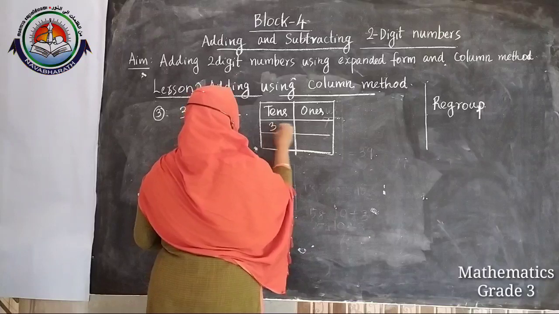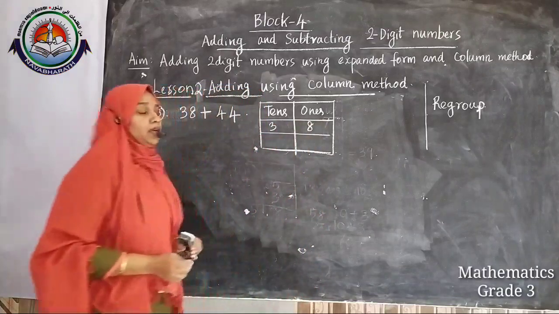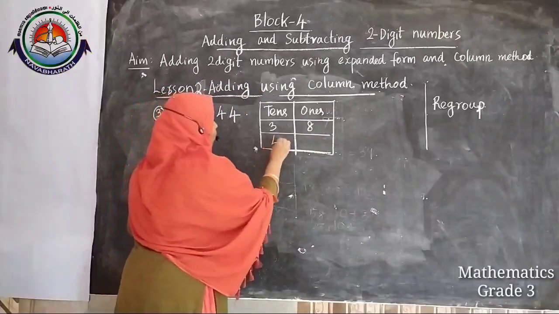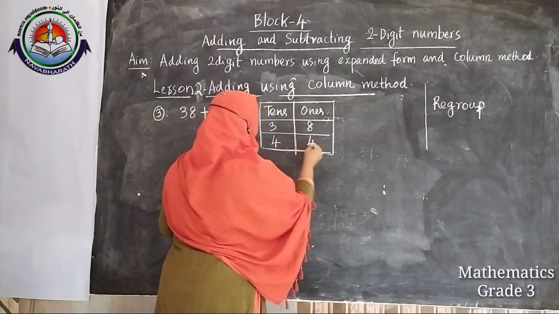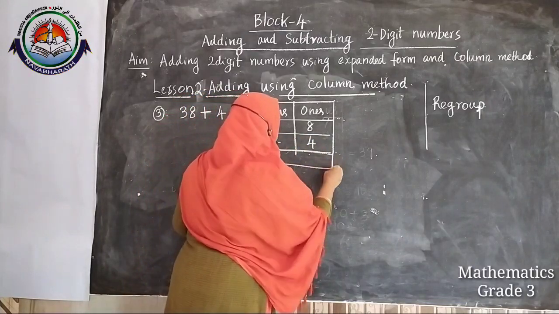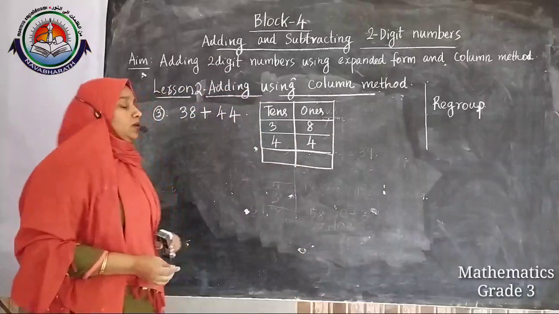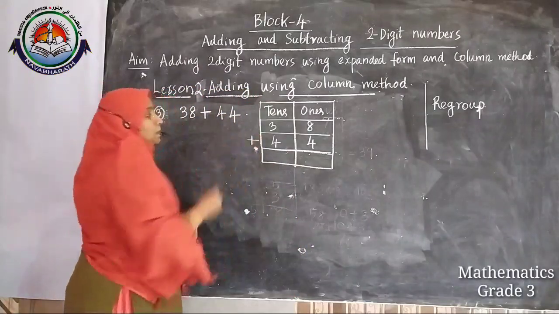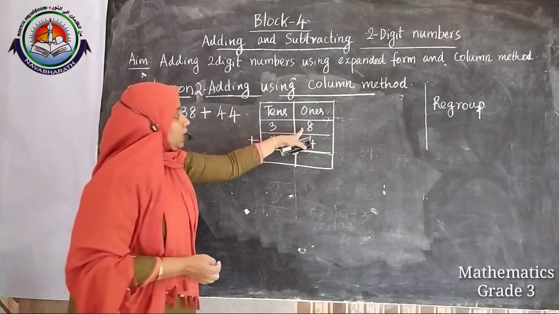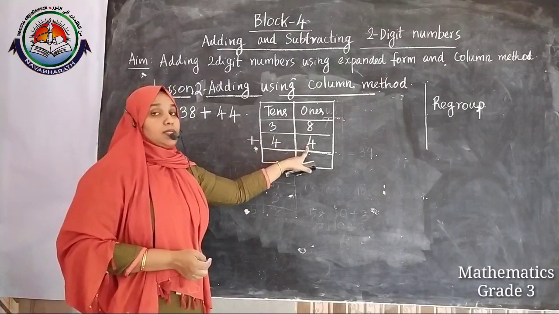Here is 38, for 3 tens and 8 ones. It has 4 tens and 4 ones. Then put the plus here. What is 8 plus 4?